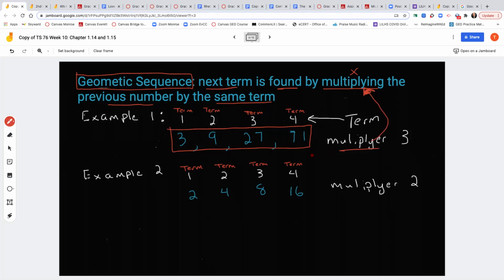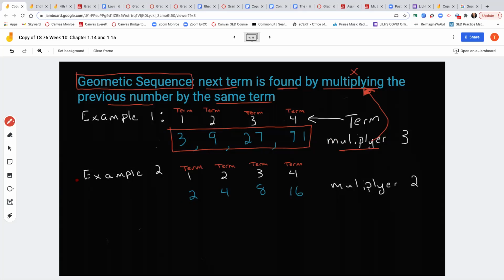And you'll notice, by the way, that it goes up way faster when you start multiplying things. It's not just 3, 4, 5, 6, 7, 8, 9, 10, 11, 12, 13, 14, 15. By the time we got to our fourth term, it would have been 15 if it was an arithmetic sequence, but we're at 71 because we're multiplying, okay? So that is an example of a geometric sequence.